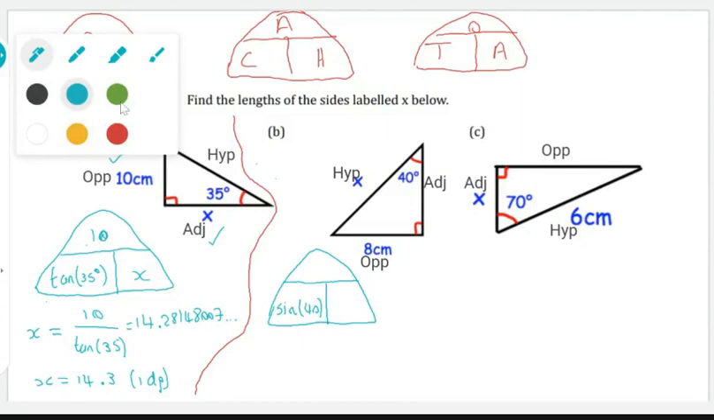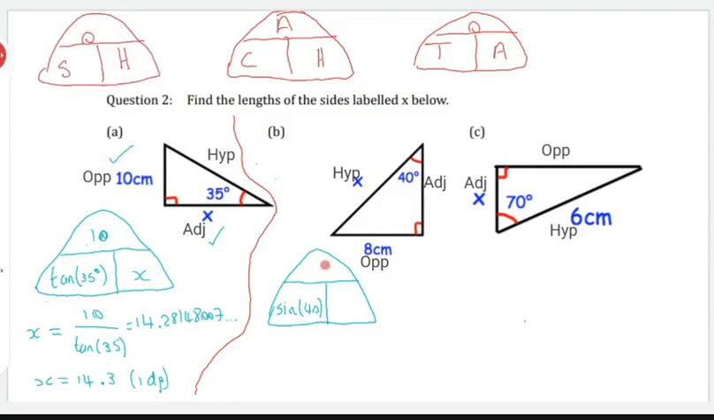And then the top triangle, you need to put 8 centimeters. Very good, because that's the opposite. And then the last one, you need to put x. Yeah, just x. The thing that we're trying to work out is the hypotenuse, which is the x.